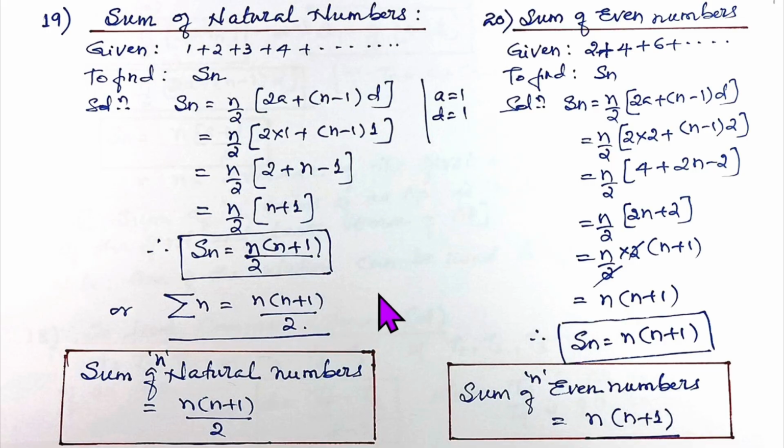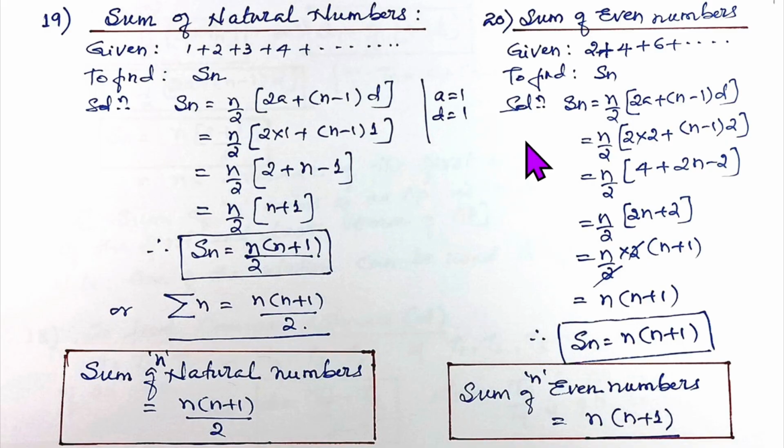For example, if you want to find the sum of 50 natural numbers, then 50 into 51 divided by 2, or 25 into 51, will give you the sum of 50 natural numbers. A very easy formula to find the sum of natural numbers. So that is the application of arithmetic progression here.